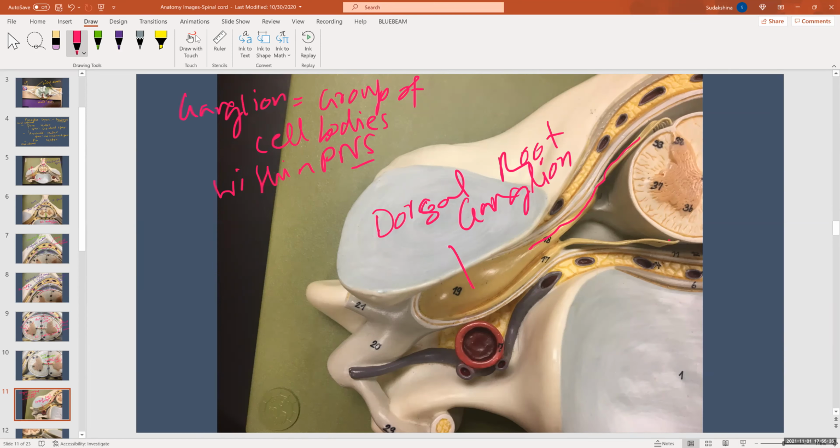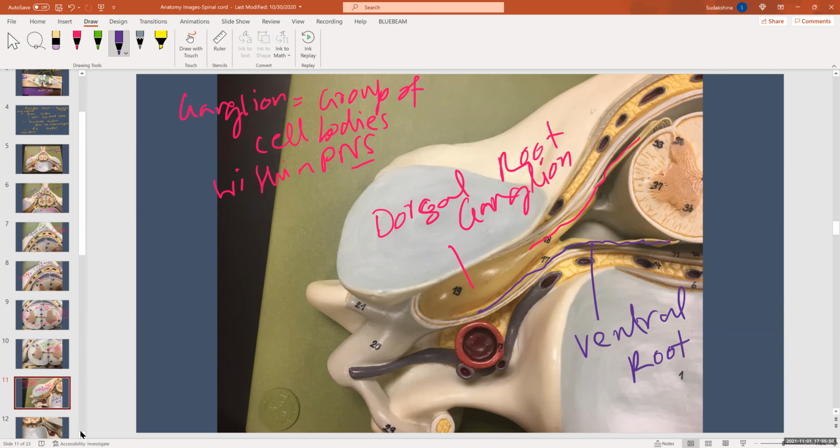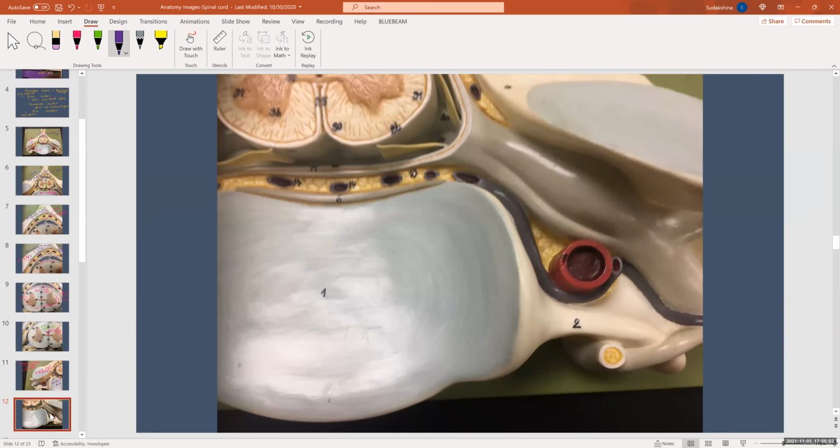As you can see, the ventral root, which is all of this. This is only ventral root. There is no ganglion. There is no bulge. Dorsal root ganglion, ventral root. Same thing. This is still the dorsal root ganglion. This is the ventral root.